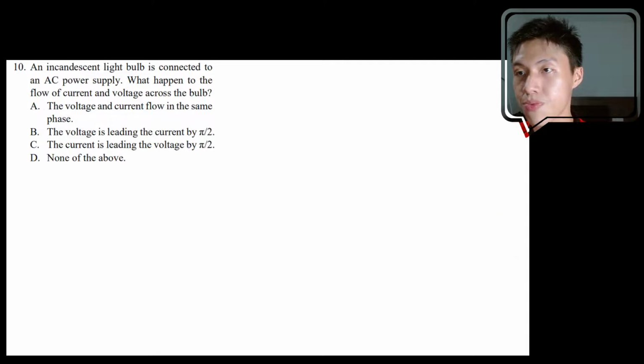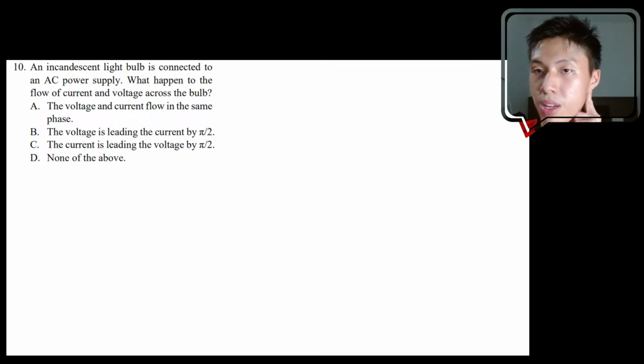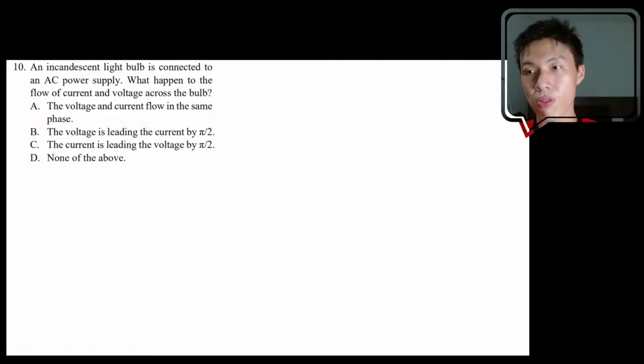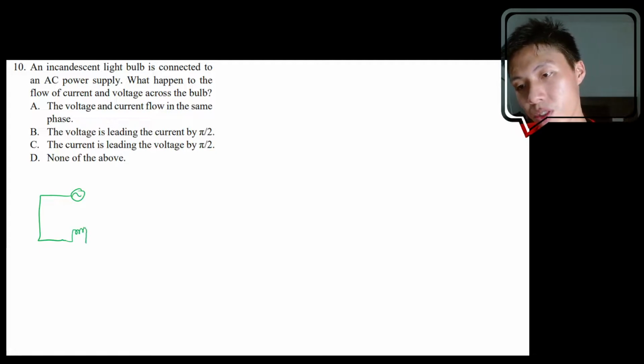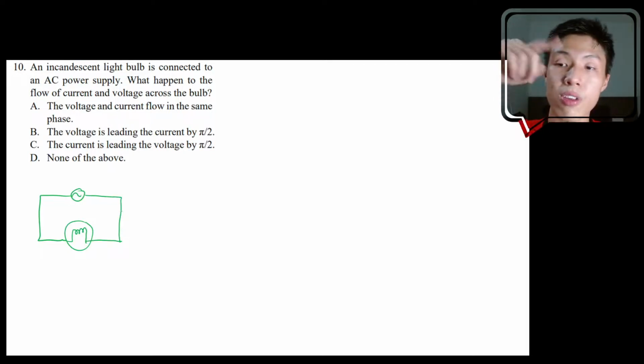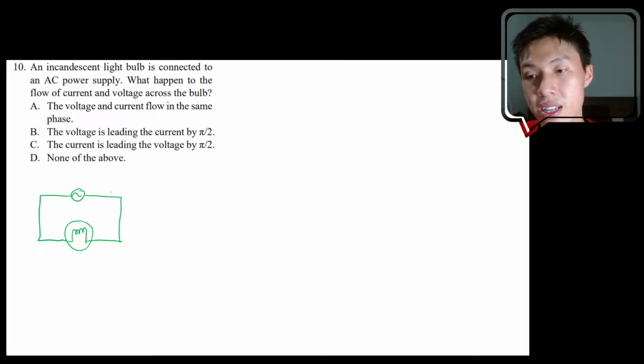Okay, next question. An incandescent light bulb is connected to an AC power supply. What happens to the flow of current and voltage across the bulb? Well, you have an AC power supply, and you connect it to an incandescent light bulb. Incandescent light bulbs are the traditional kind of light bulb, the one with a filament inside.